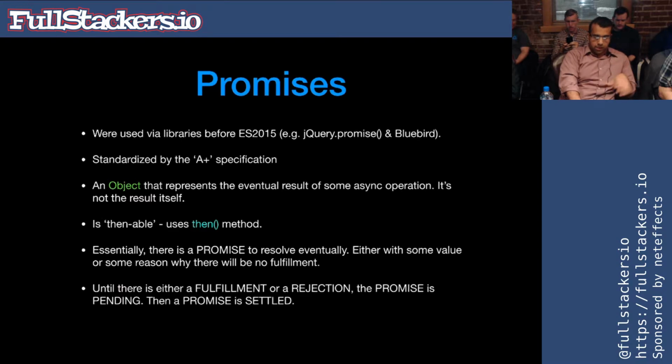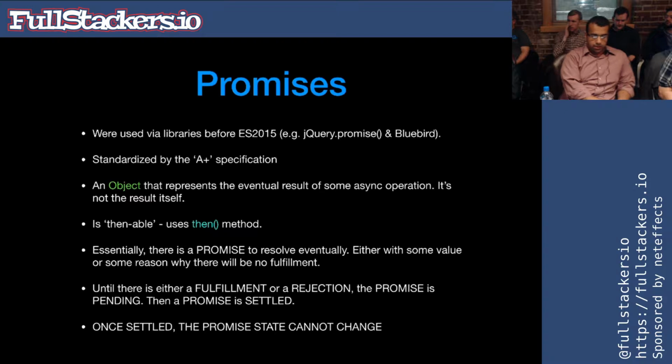So I put some all caps words here, like the key terms that you'll hear if you're learning about promises. Until there is a fulfillment or a rejection, the promise is considered pending, then a promise is settled. So a promise either is fulfilled or it's rejected, and until that point, it's pending. Once it's fulfilled or rejected, it's settled. Once settled, and this is a very important thing to understand, the promise state cannot change. You can't jump from fulfillment to rejection and vice versa.